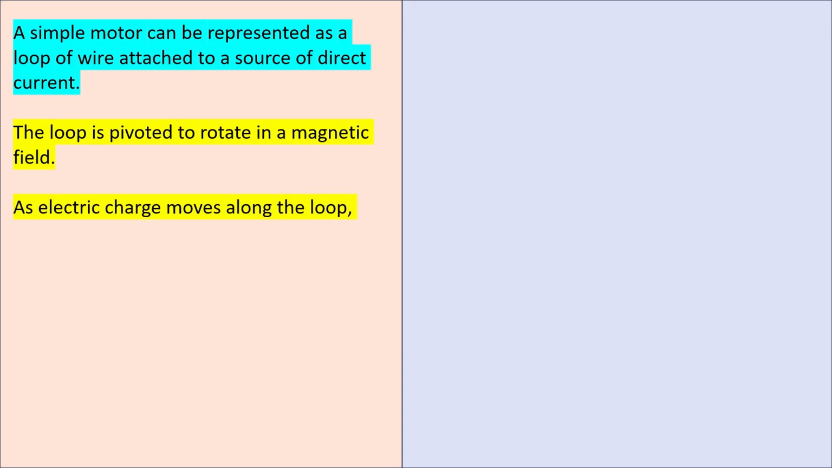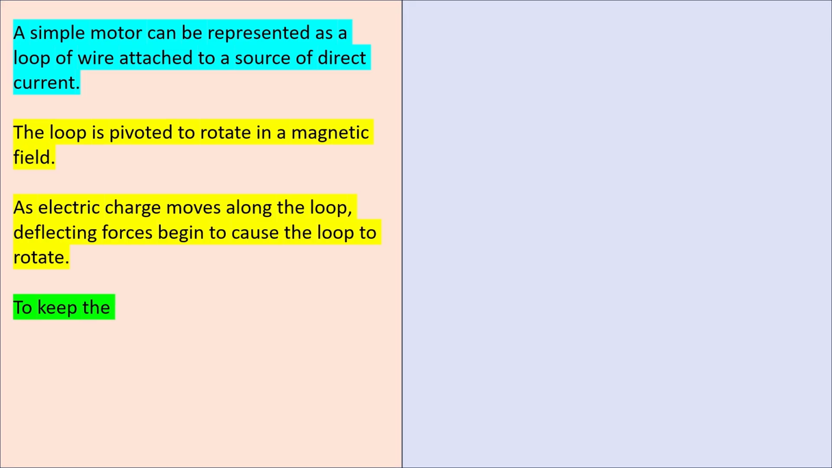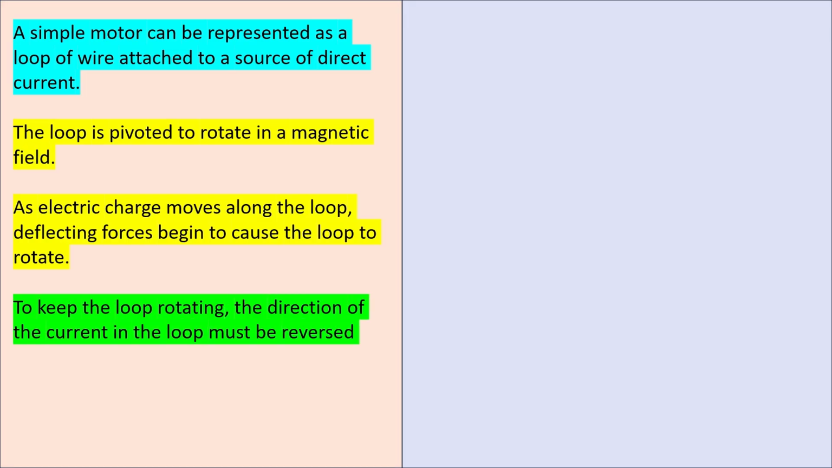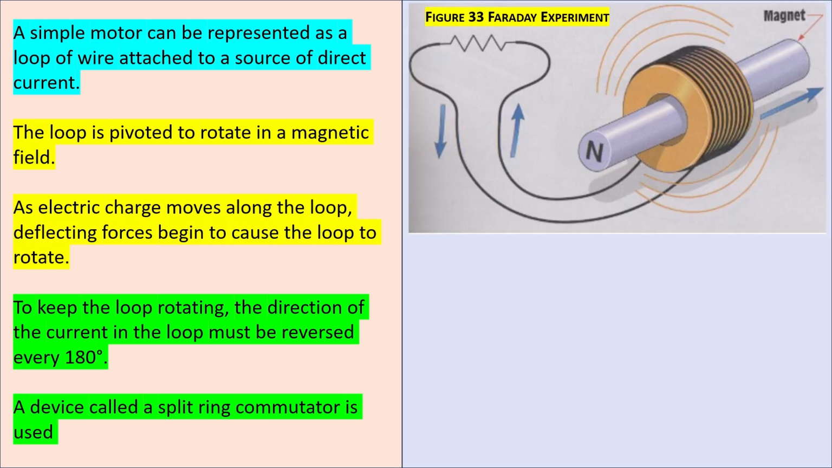A simple motor can be represented as a loop of wire attached to a source of direct current. The loop is pivoted to rotate in a magnetic field. As electric charge moves along the loop, deflecting forces begin to cause the loop to rotate. To keep the loop rotating, the direction of the current in the loop must be reversed every 180 degrees. A device called a split ring commutator is used for this purpose.